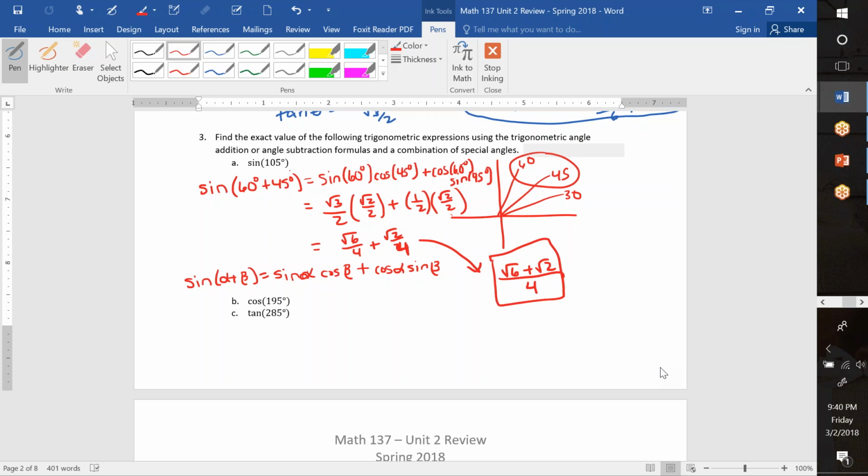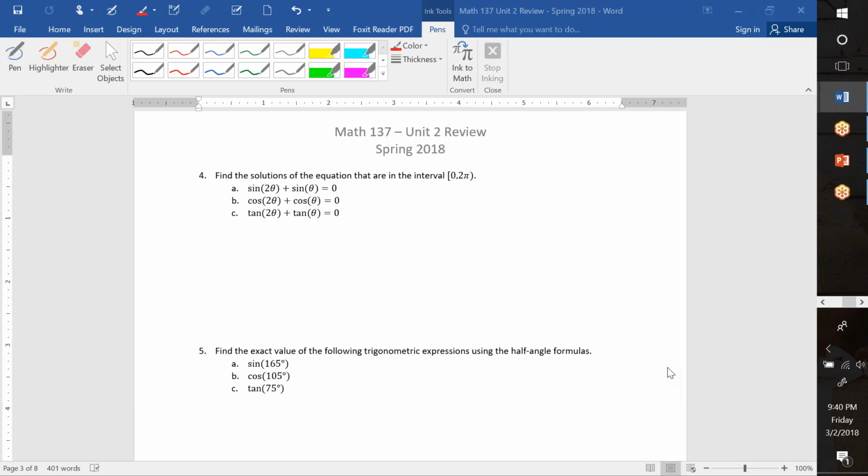Okay, there's that one. Okay, for number 4, we're finding the solutions of the equations that are in the interval 0 to 2 pi, so we're not adding the plus 2 pi now. We're only giving answers between 0 and 2 pi, but not including 2 pi. So when we look at this one right here, tangent 2 theta plus tan theta equals 0, the best way to solve this one would be to convert tan 2 theta to its equivalent formula.